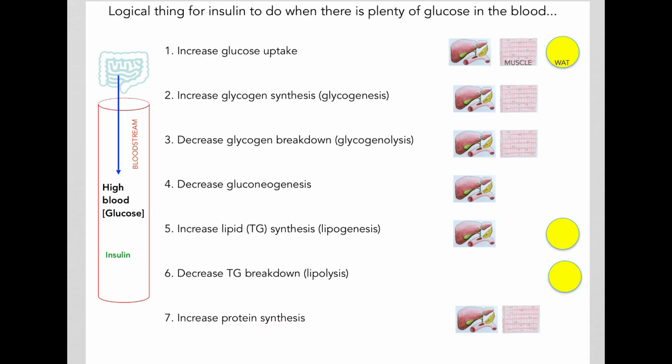So in the previous video, we discussed how insulin increases glucose uptake and various aspects of carbohydrate metabolism, including glycogen synthesis, glycogen breakdown, as well as gluconeogenesis. So in today's video, we'll see how insulin affects lipogenesis, which is the increase of triglyceride synthesis, lipolysis, which is triglyceride breakdown, as well as protein synthesis.